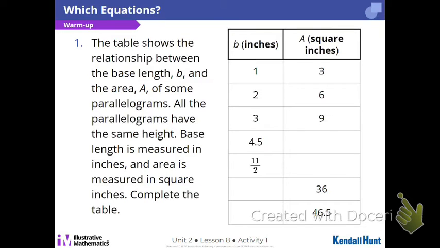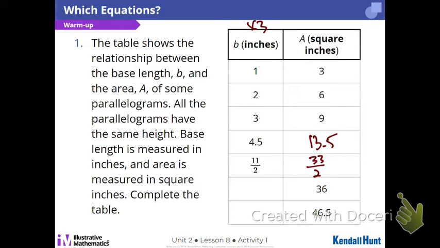So I'm looking to fill out my table. Who could tell me what they got for the square inches and how they knew? Grant. I got 13.5, and I saw the rule was multiplied by 3, so I just multiplied 4.5 by 3. And then for the next one, did you get 33 halves? Yes. Okay. So he said something about times 3 for the inches.